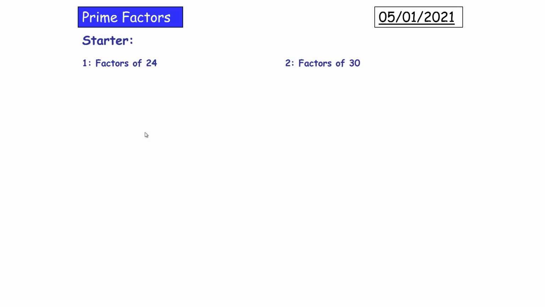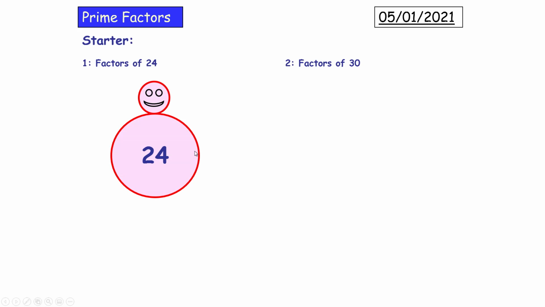So for our starter, we're going to be trying to find factors. Now, I'm pretty sure you recall how to do this. Factors of 24 and factors of 30. Remember, we use the factor spider. So if we have a look at the factors of 24 together, put our factor spider here, and then we check.